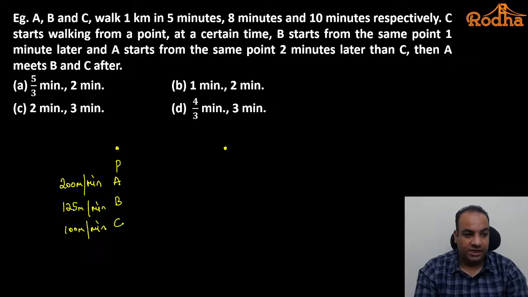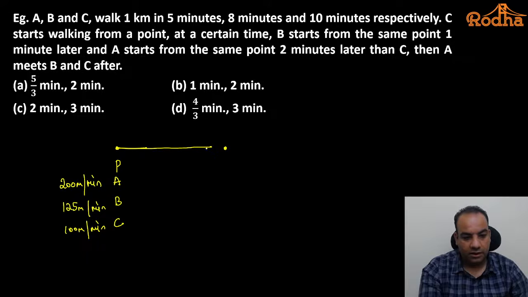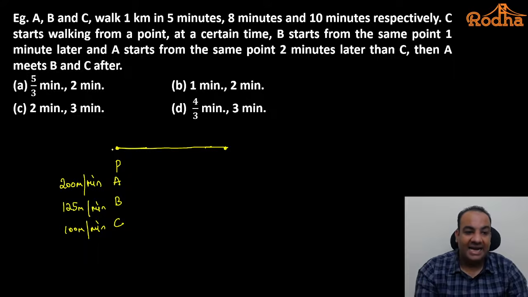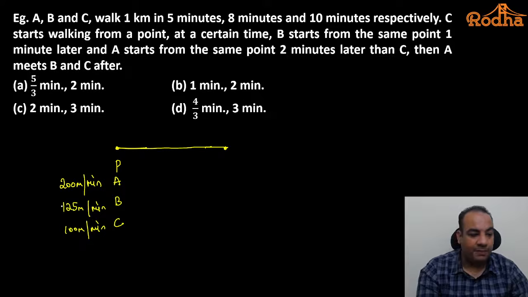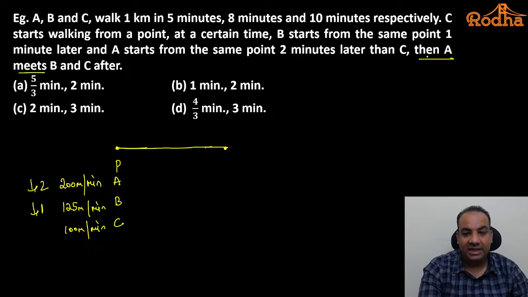What is given in the question? C start walking from a point. Let the point be P. C start walking from a point P at a certain time. B starts from the same point 1 minute later than C, and A starts from the same point 2 minutes later than C. सबसे पहले C ने चलना शुरू करा, B ने 1 मिनट बाद शुरू करा और A ने 2 मिनट बाद शुरू करा. So question is then A meets B and C after.